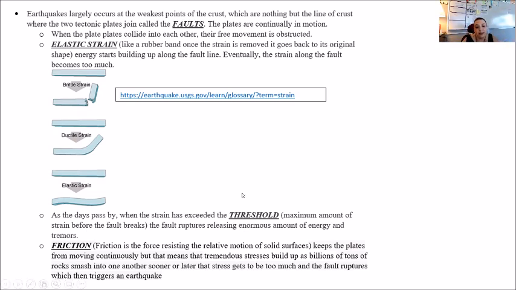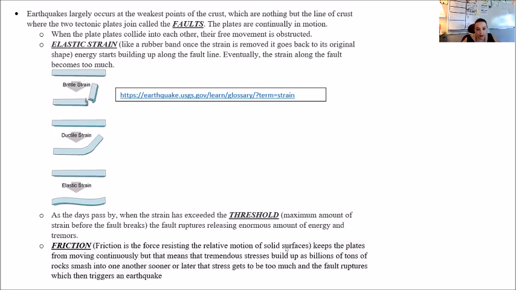As days pass by, the strain exceeds the threshold, the amount before it breaks. And then all of that energy that it's been holding back gets let loose. The friction is the force that's resisting that relative motion, so it keeps the plates from moving continuously. That friction stops it from moving.